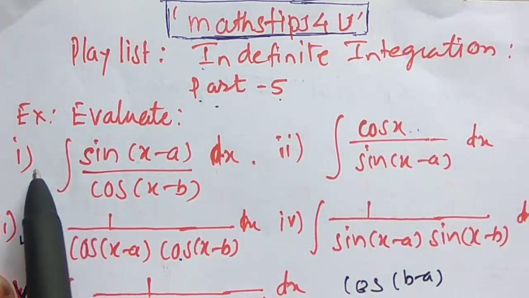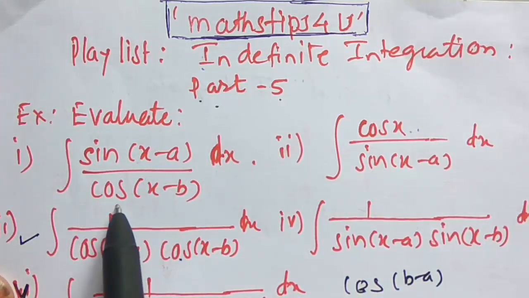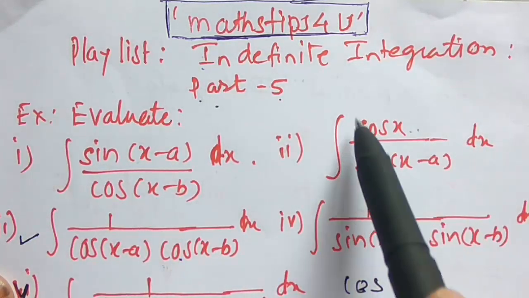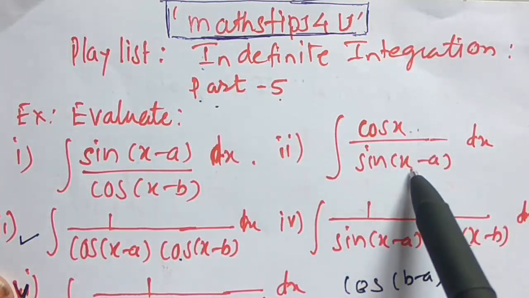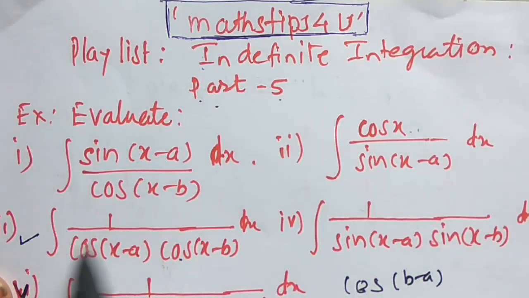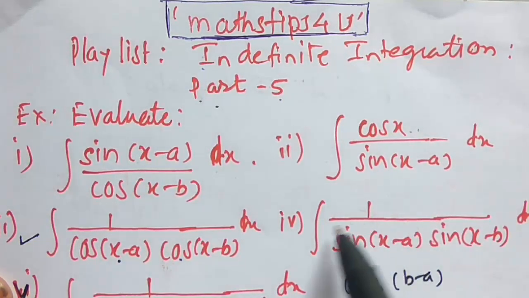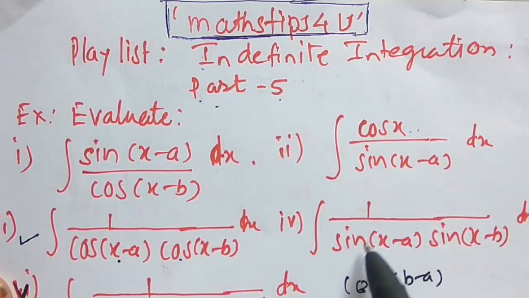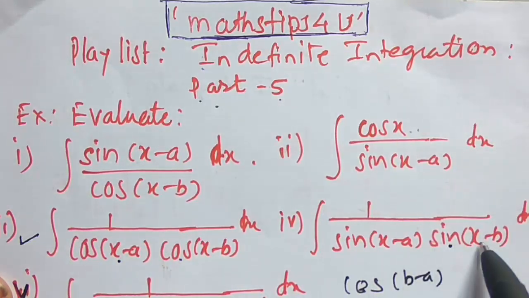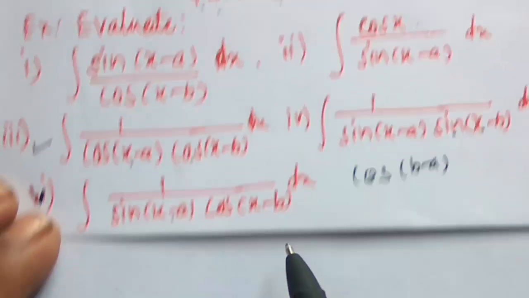For example, number 1, integration of sin(x minus a) upon cos(x minus b). Number 2, integration of cos(x minus a) upon sin(x minus b). Number 3, integration of 1 upon cos(x minus a) into cos(x minus b). Number 4, integration of 1 upon sin(x minus a) into sin(x minus b) dx. And fifth, integration of 1 upon sin(x minus a) into cos(x minus b).